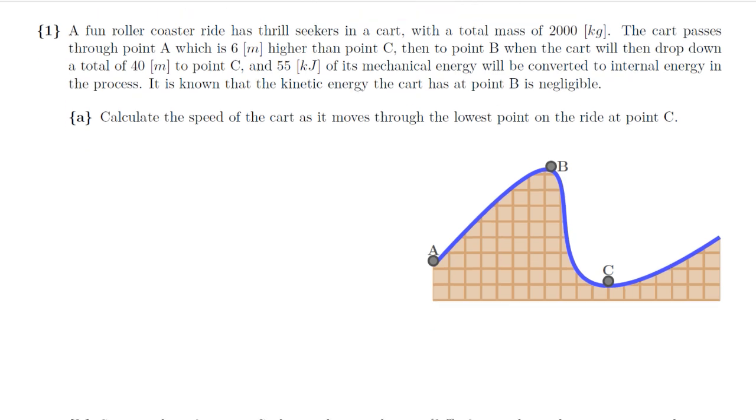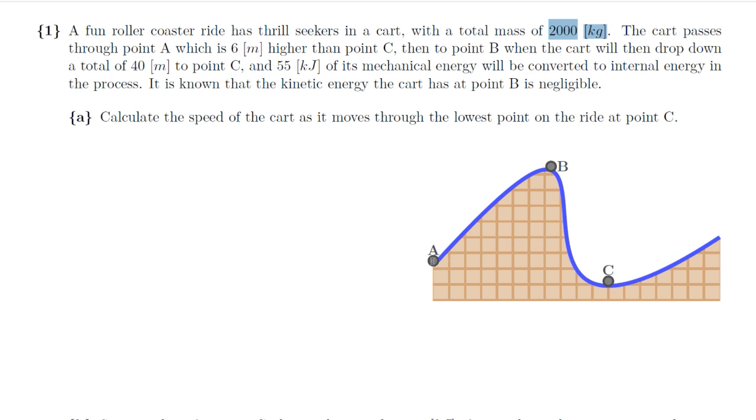For this one, you have a fun roller coaster ride that has thrill seekers in a cart with a total mass of 2,000 kilograms. The cart passes through point A, labeled here at the beginning, which is 6 meters higher than point C. Here's point C. It's the lowest point that you end up using in this problem. So this is going to be a reference point. Point A is 6 meters higher.